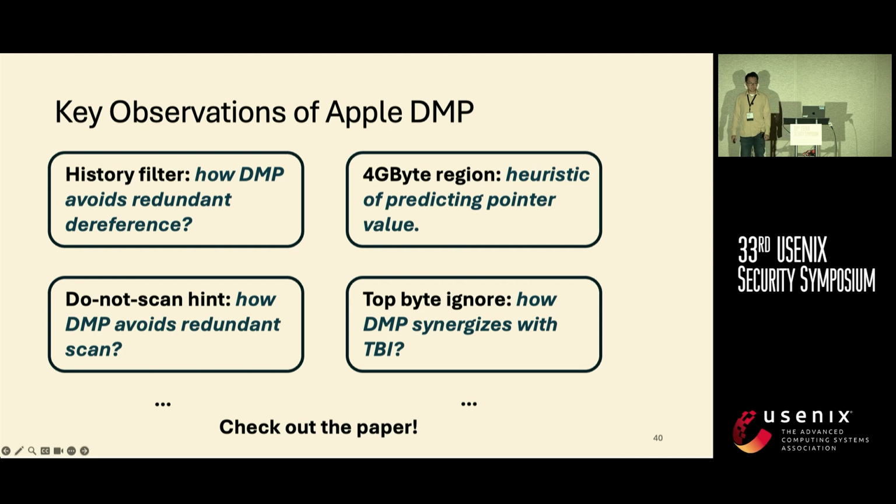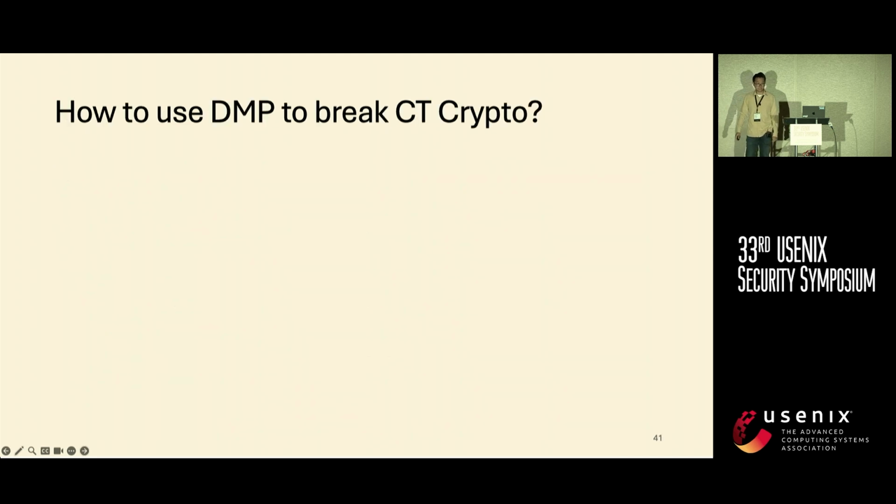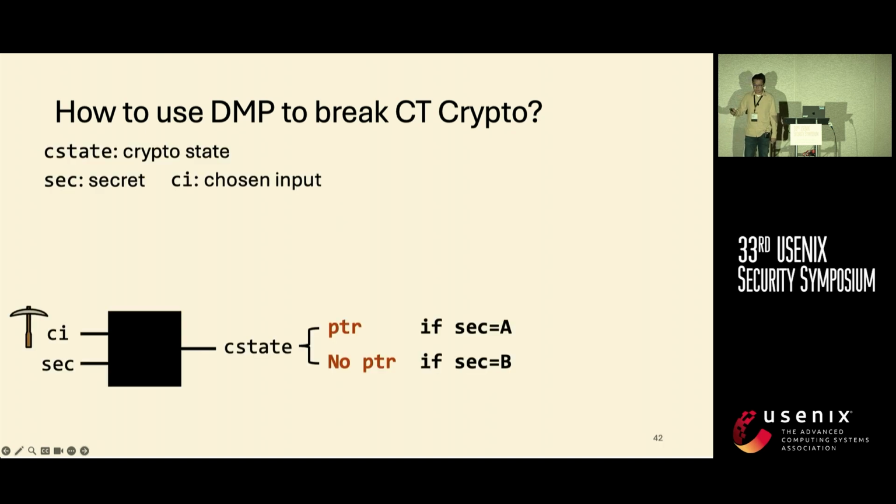The fact that the DMP can only leak pointer values is a significant limitation, because usually crypto state looks random. To overcome this limitation, we developed a new type of chosen input attack. The high-level idea is that we can craft an attacker-chosen input such that, depending on the secret value, an intermediate crypto state could be either a pointer or not a pointer. Pointer or not pointer will result in distinguishable DMP behaviors, and the attacker can deduce the secret from that.